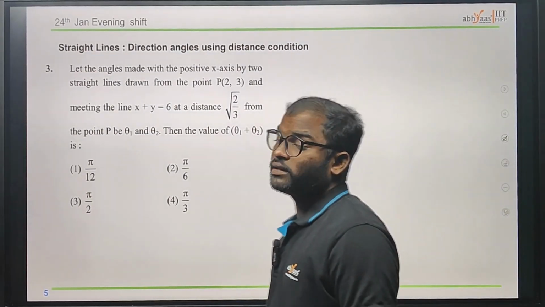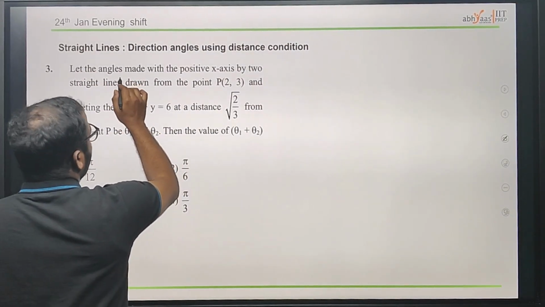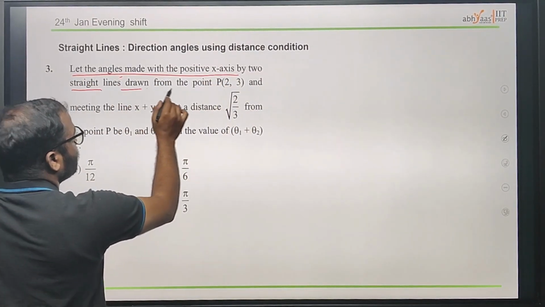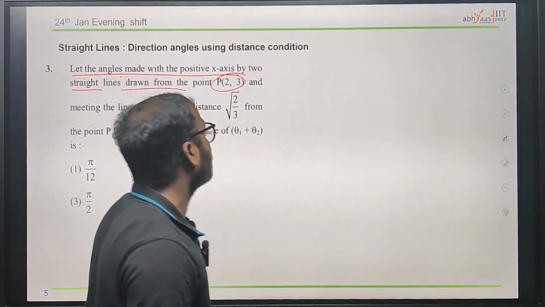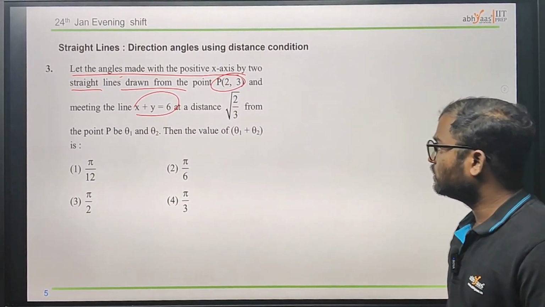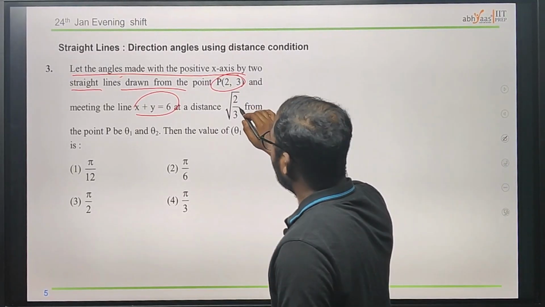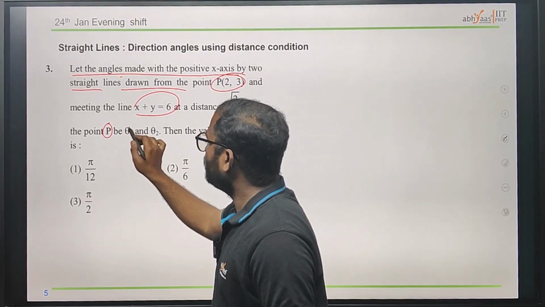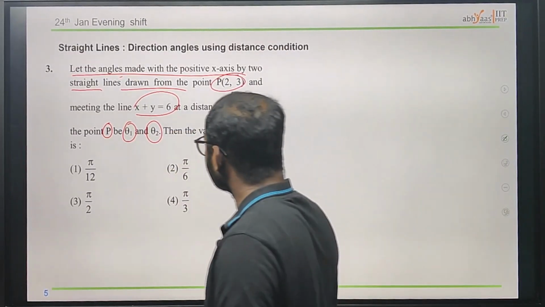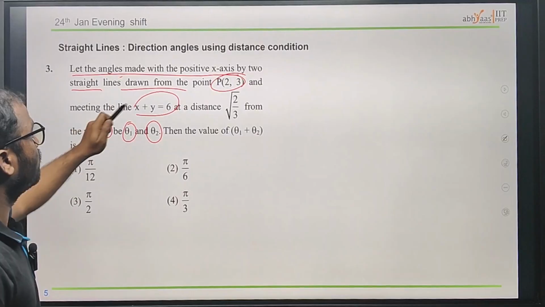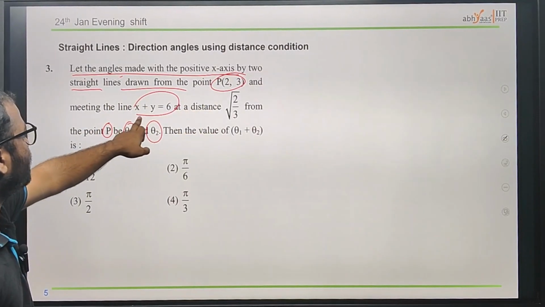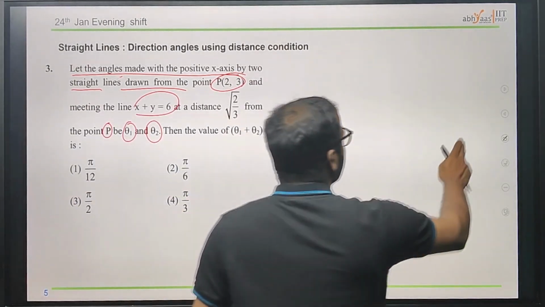Now, next question on the basis of straight lines: the angle made with the positive x-axis by two straight lines drawn from the point P of (2, 3) and meeting the line x plus y is equal to 6 at a distance of root 2 by 3 from the point P are theta 1 and theta 2. Then what is the value of theta 1 plus theta 2? They are saying these are the angles made with the positive x-axis by two straight lines from the point (2, 3) meeting the line. I will show here.